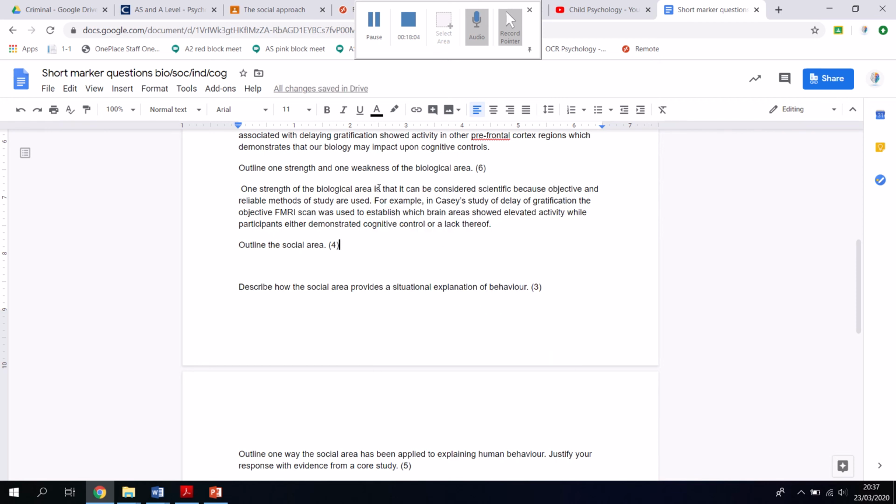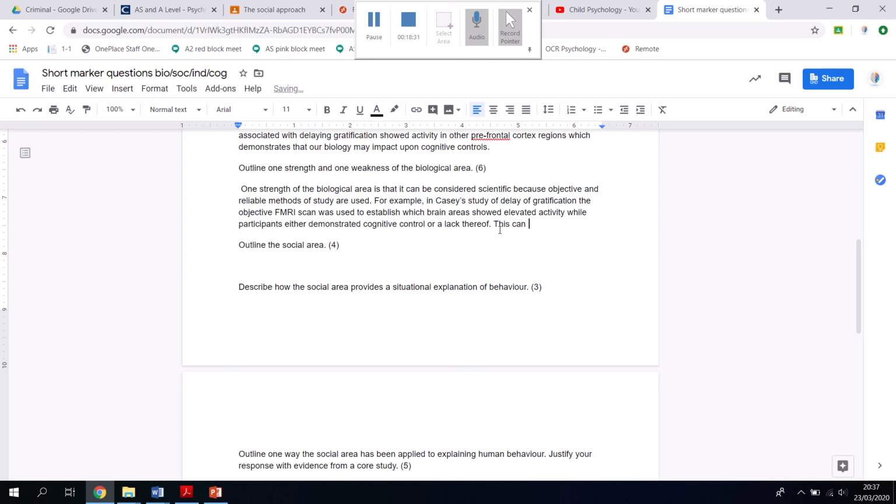So I've given a strength, I've given a reason, I've given a piece of evidence to back up the claim that I'm making from the biological area. Now, in these questions, the evidence you give needs to be related evidence, so it needs to be relevant context from a study. So I'm saying that it's objective and reliable methods of study. I've given an example of a reliable and objective method of study, and now I just need to explain that.